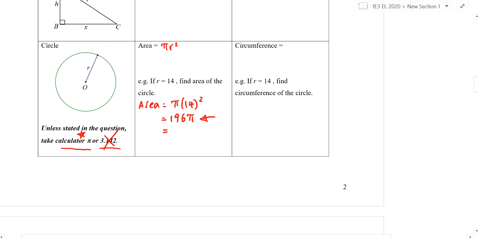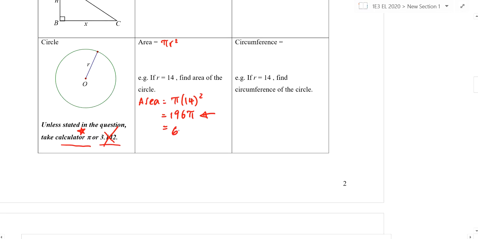So taking 196 times the value of pi in your calculator, we get 615.752. There are more digits, but we are going to round this off to 3 significant figures, because the value of 615.752 and more digits is not the exact value. So rounding this off to 3 significant figures, by default we get 616 square units. They did not mention the unit over here, so we cannot assume that it is in square centimeters, therefore it will be in square units.